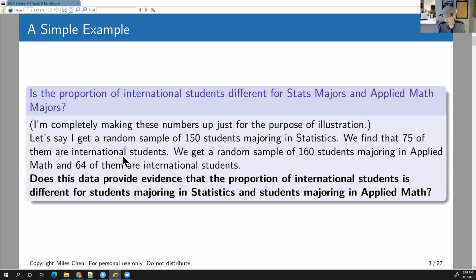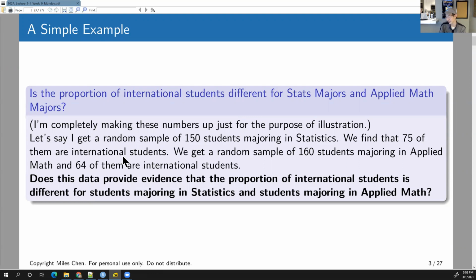Okay, so this is a completely made up scenario with made up data and made up numbers. I just made up the numbers so that they work out nicely in the problem, not as if they're based in reality here. So the question is: is the proportion of international students different for stats majors and applied math majors?